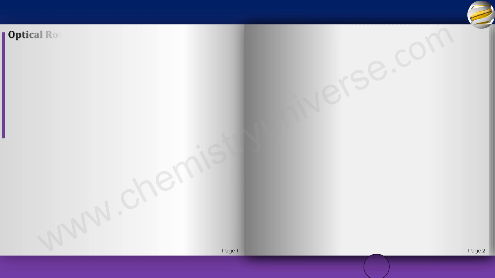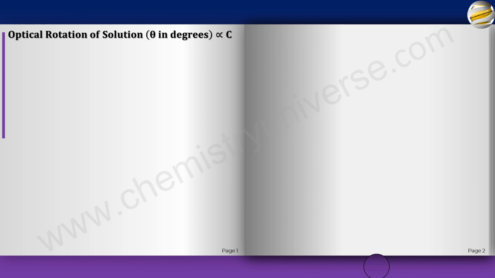So optical rotation of a solution, theta in degrees, is directly proportional to concentration. Now this intuitively makes a lot of sense. The more the concentration, the more molecules per unit volume, and therefore when light passes through a certain amount of the solution, it will obviously encounter more molecules and there will be greater rotation. And it is also proportional to L, and let's understand what L is.